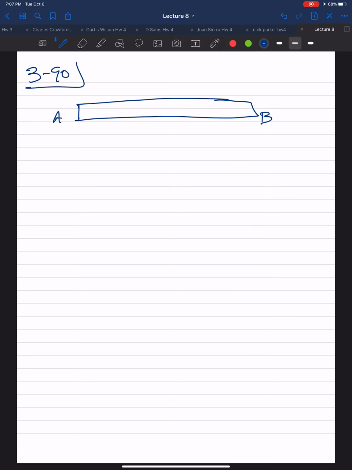Let's see, we have a 500 pound force. This is a 3-4-5 slope triangle. We have a 200 pound force. And we have a 260 pound force. And this is a 12, 13, 5.